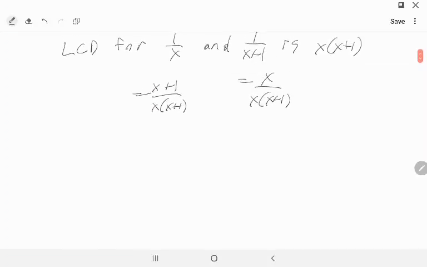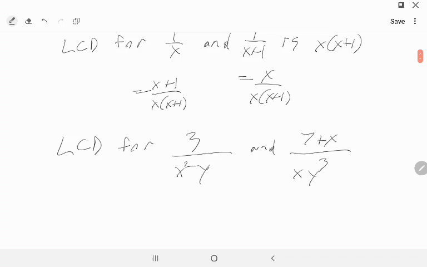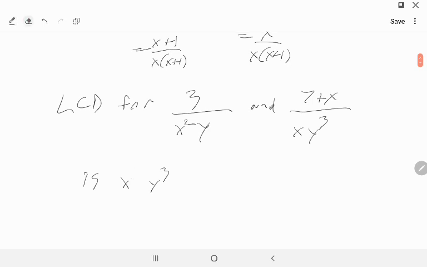So if we had more than one variable, if we had 3 divided by x squared y and 7 plus x divided by x y cubed, we notice that now that's going to be x squared y cubed. So we need the highest power of x that occurs in either denominator. We need the highest power of y that occurs in either denominator. So that gives us x squared y cubed.